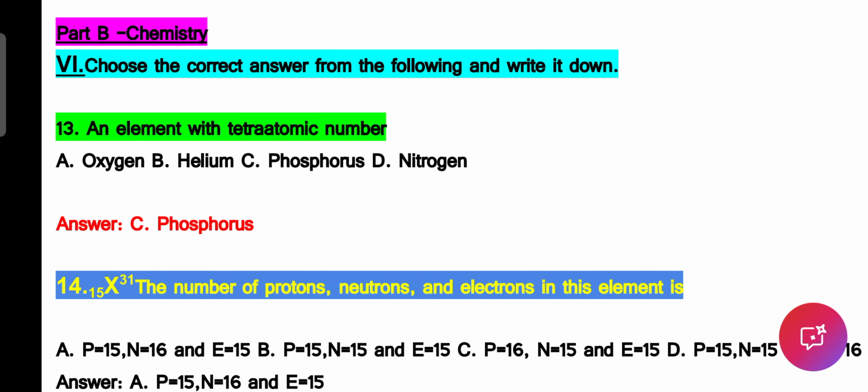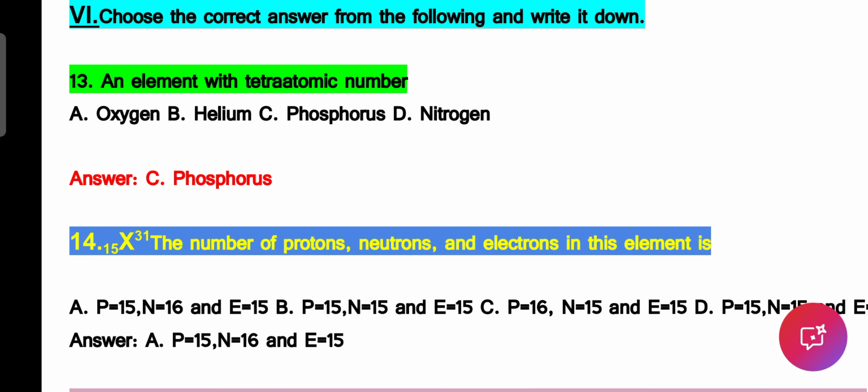This is the part B of the model paper 2026, which is released by the SSLC board for the practice of science SA2 exam. Let us consider the questions and answers of part B, that is chemistry. It includes the questions from 13th to 25th. It has all types of questions: MCQ, 1 mark questions, 2 mark questions, 3 marks questions, and 4 mark questions. Now, first question let us take and discuss.